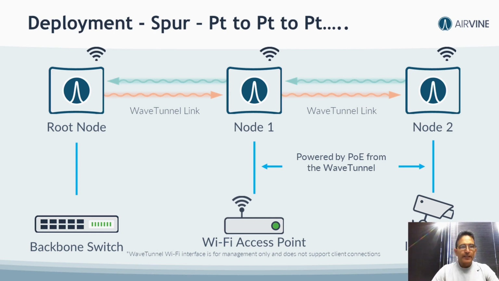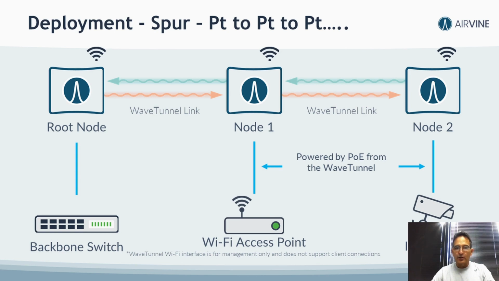So in the very beginning, the root node is tied into your layer 2, your switch, your router, your internet connection. From there, the first WaveTunnel node will be connected to the second WaveTunnel node. And as I mentioned, there's 2 radios in each node. So you can see that this node 1 can simultaneously send and receive traffic to the root node while it's also sending and receiving traffic to the second node.